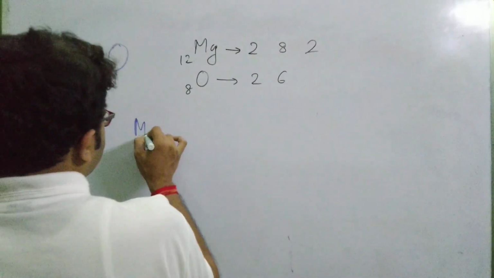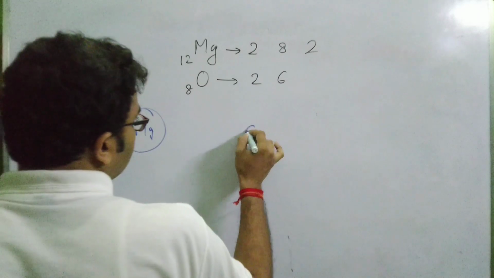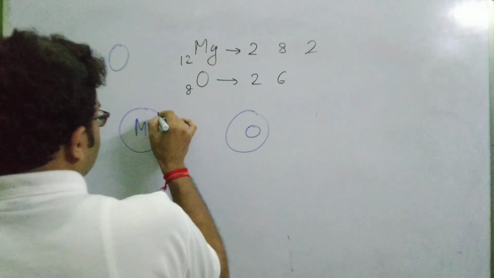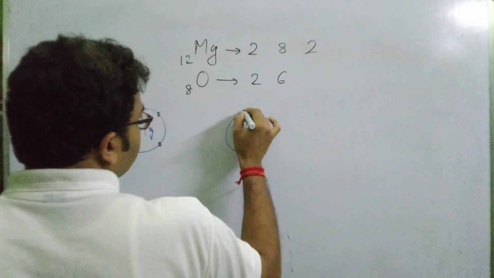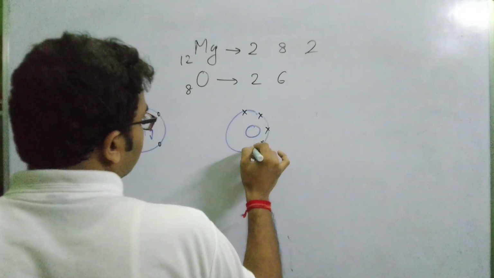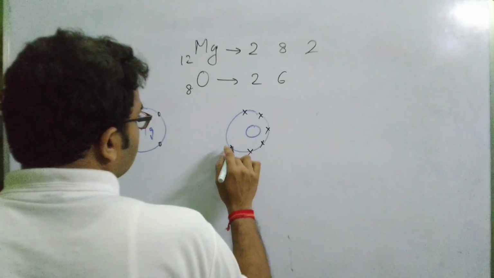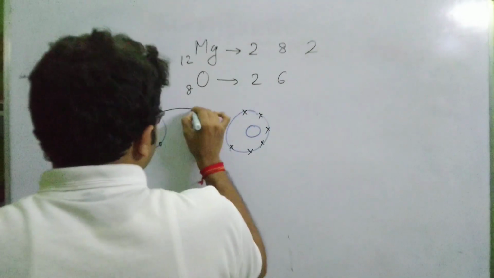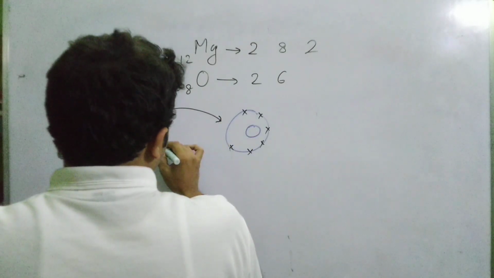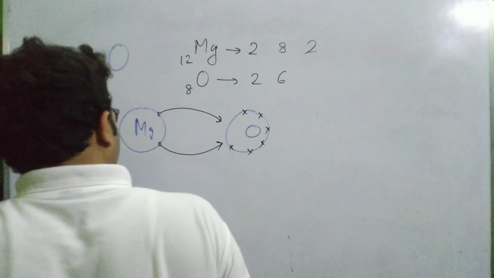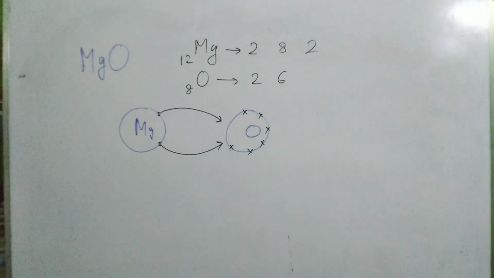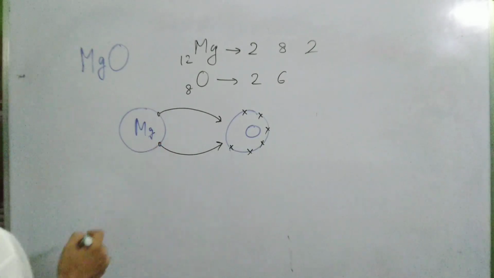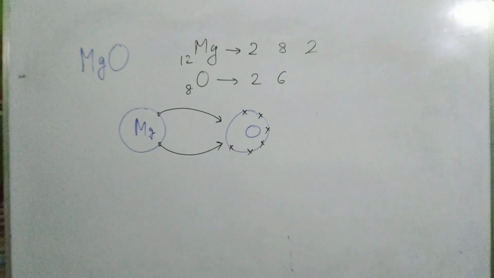Thus, consider the magnesium atom and the oxygen atom. The magnesium atom has 2 electrons in the outermost shell, this is 1 and this is 2. The oxygen atom has 1, 2, 3, 4, 5, and 6 electrons in the outermost shell. Now magnesium, as it has to give away 2 electrons, will easily donate its 2 electrons to the oxygen atom. If it gives away the 2 electrons, what happens? The magnesium atom becomes positively charged, because it has given out 2 electrons, so it now has 2 more protons than electrons.